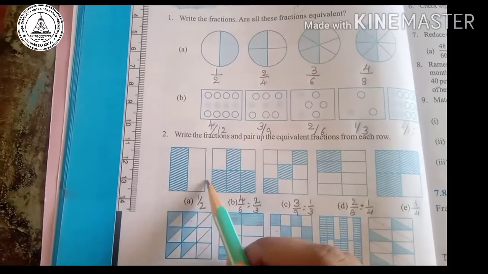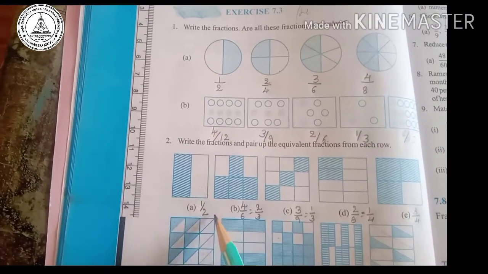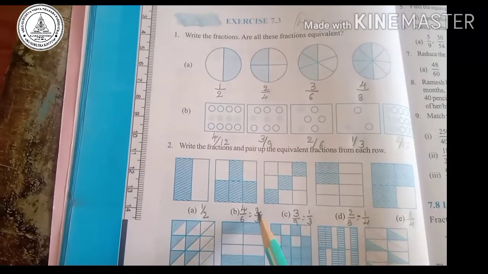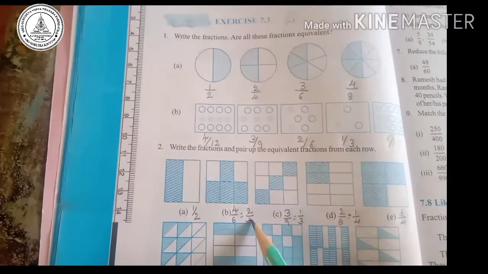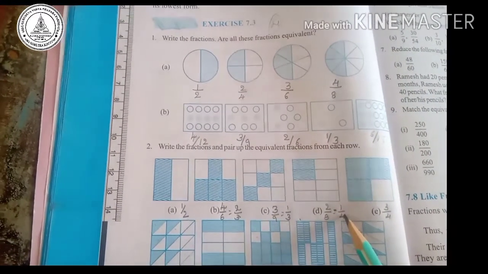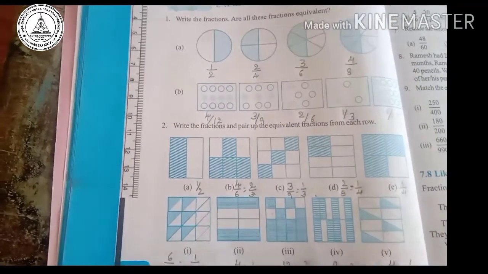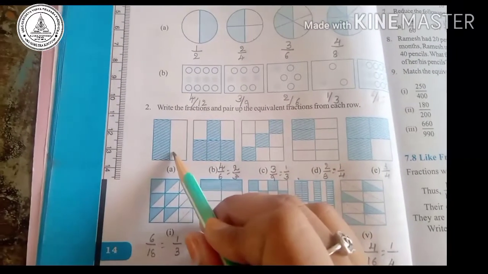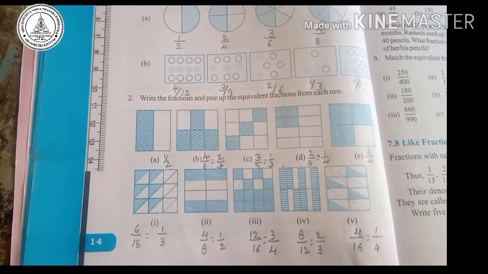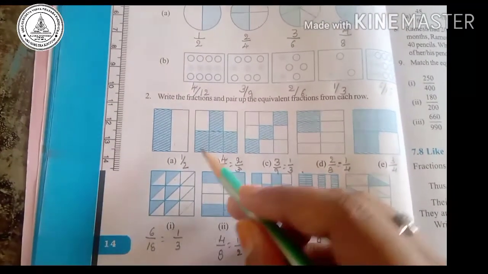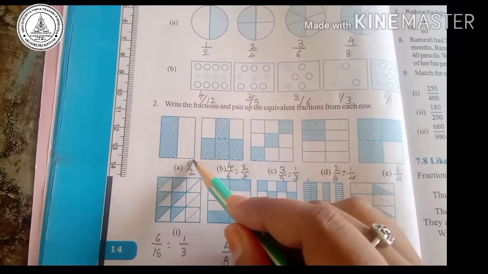Here, one figure has 1 by 2 and the second figure 4 by 6. I have written it in the simplest form, and 3 by 9 is 1 by 3, 2 by 8 is 1 by 4, like this. So we have to write all the 10 figures and match. Here there is a half. Is there any half in any other pictures? Yes, here there is a half. So you have to match these two pictures.